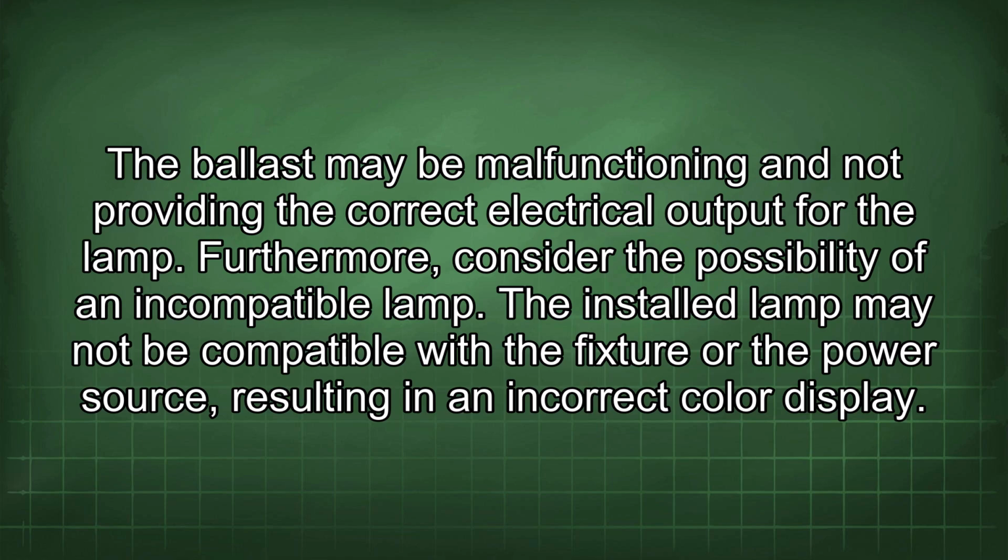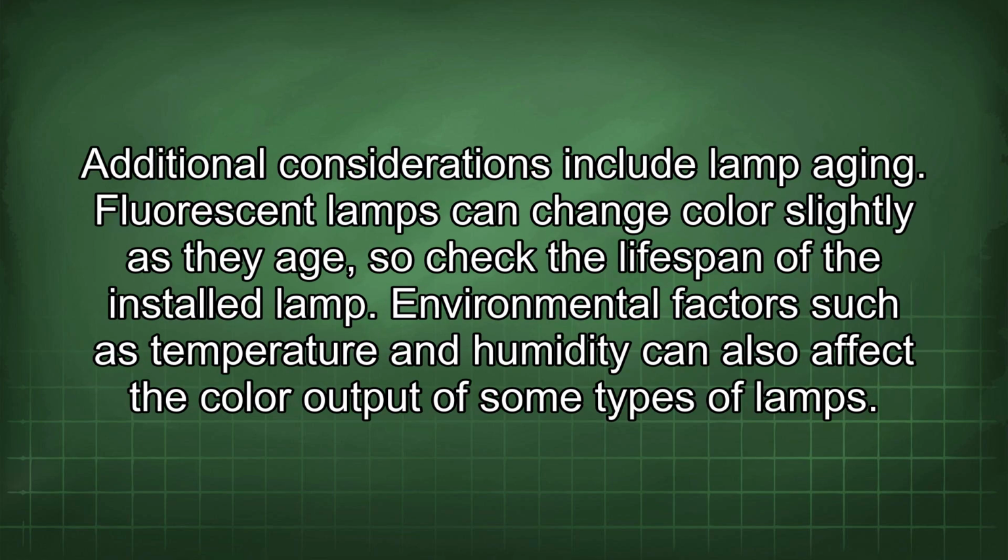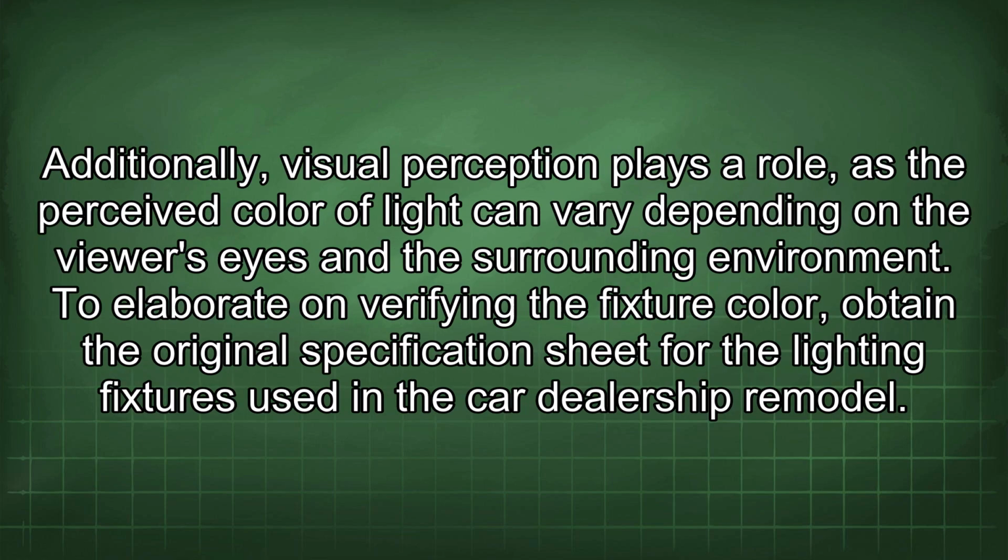Furthermore, consider the possibility of an incompatible lamp. The installed lamp may not be compatible with the fixture or the power source, resulting in an incorrect color display. Additional considerations include lamp aging. Fluorescent lamps can change color slightly as they age, so check the lifespan of the installed lamp. Environmental factors such as temperature and humidity can also affect the color output of some types of lamps. Additionally, visual perception plays a role, as the perceived color of light can vary depending on the viewer's eyes and the surrounding environment.